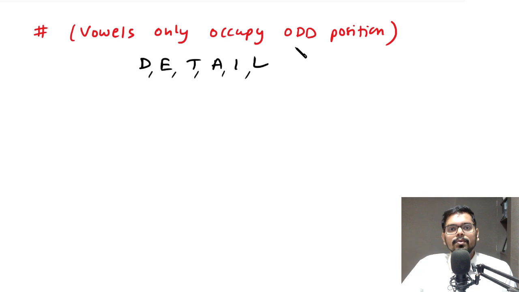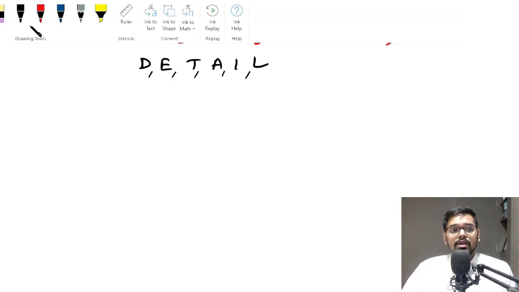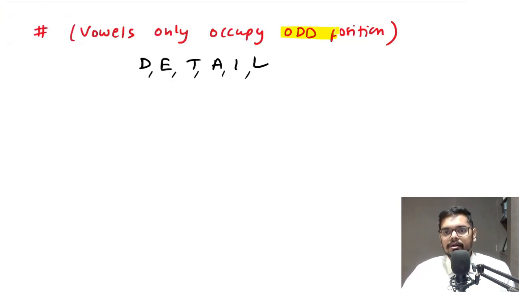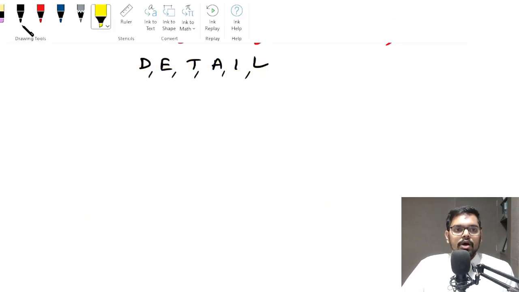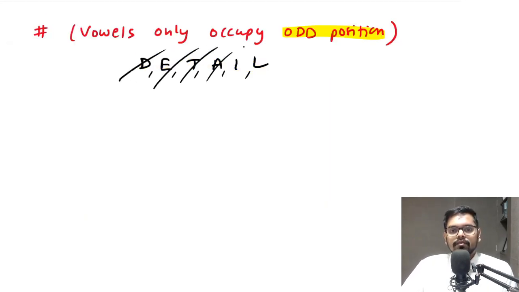Vowels only occupy odd position. Now this is something new, right? Because here arrangement should be done with this constraint. Vowels only occupy odd position. So this is your word. So how many letters are there? 1, 2, 3, 4, 5, 6. 6 letters. So we will have 6 places, right?